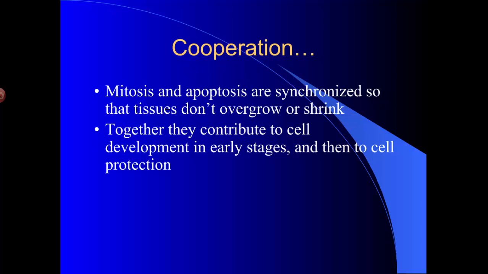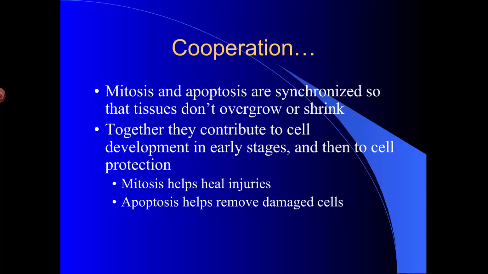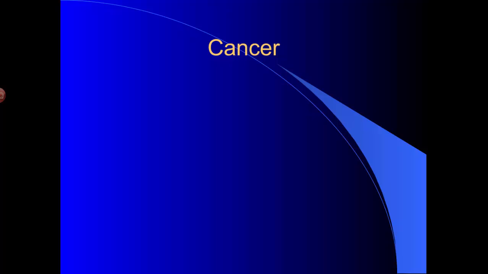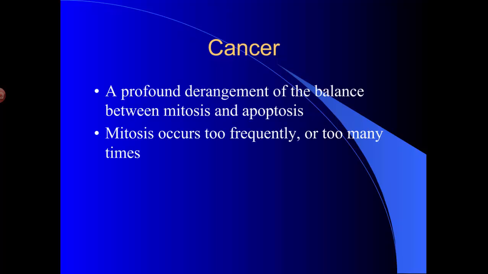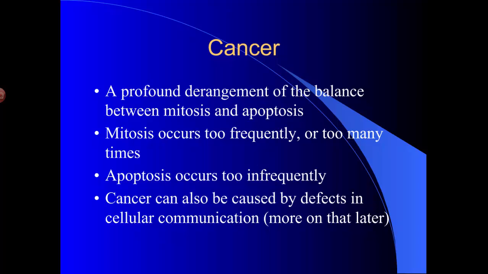And then to protect cells that are damaged, for example, if you're damaged by ultraviolet radiation, you get a sunburn, those cells have to die as well. Okay, so mitosis helps to heal injuries, apoptosis removes damaged cells. And when things go wrong, we call it cancer, which is a derangement of that balance between the two. Okay, too much mitosis and not enough apoptosis. Okay, cellular communication differences we'll talk about later. That's another thing that can cause cancer.